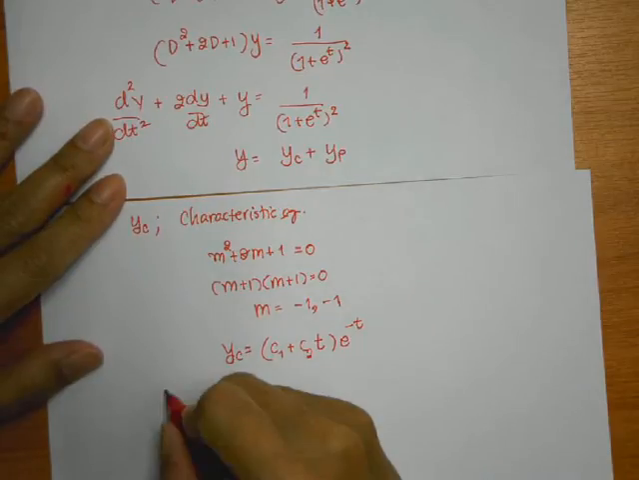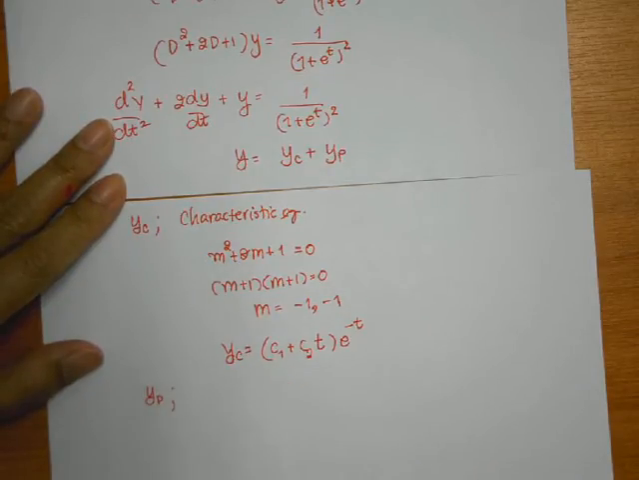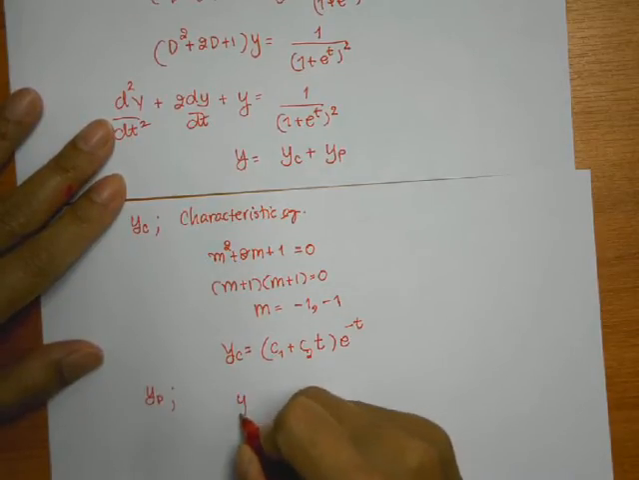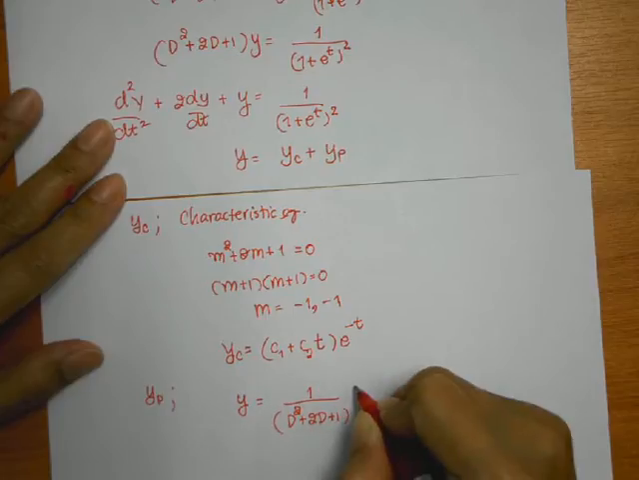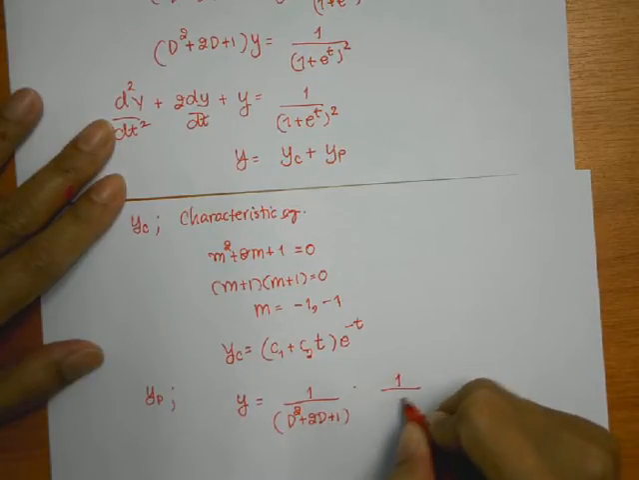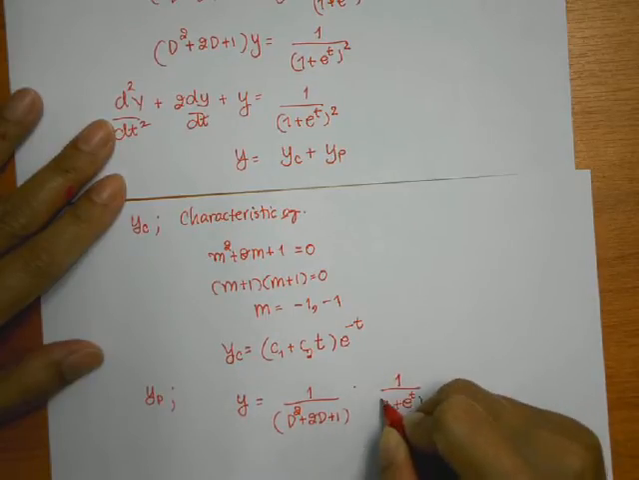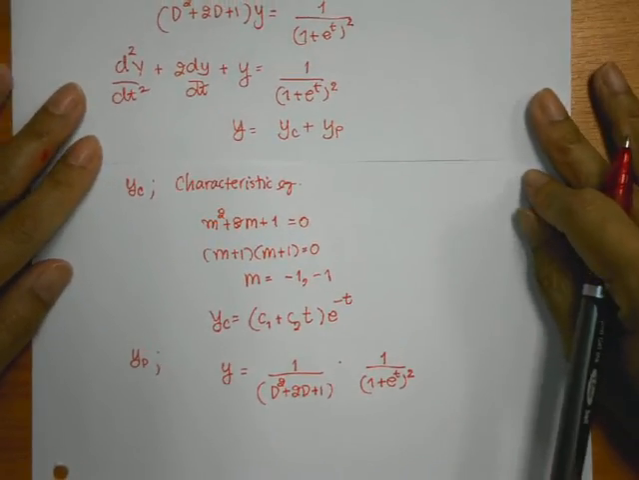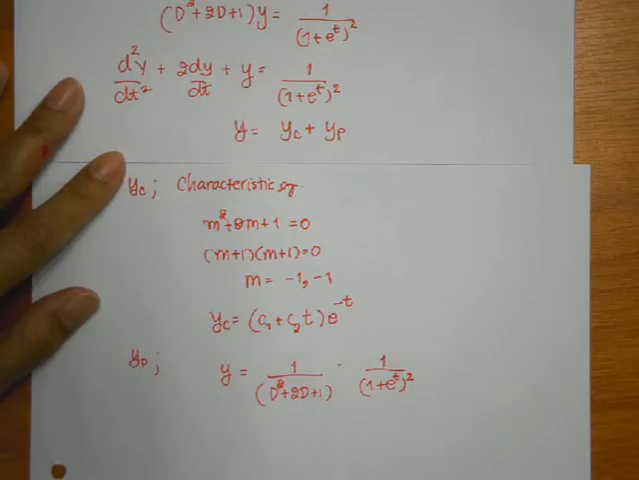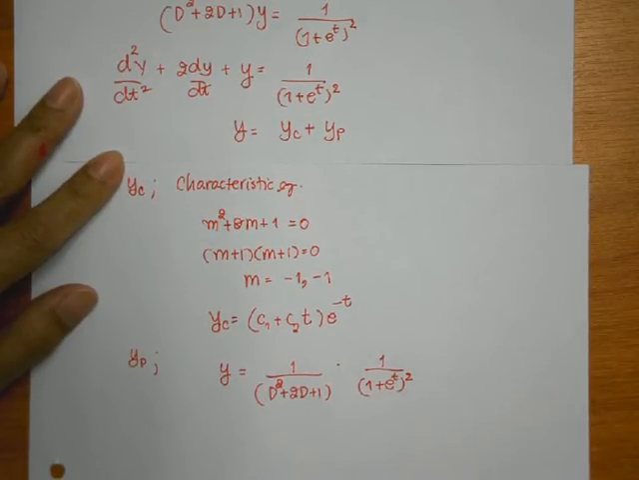Next, we are going to find yp. I'm writing yp is equal to 1 over p(D), which is D squared plus 2D plus 1, times our f(t), which is 1 plus... What method can we use to find the answer? For our f(t), we can use undetermined coefficients.